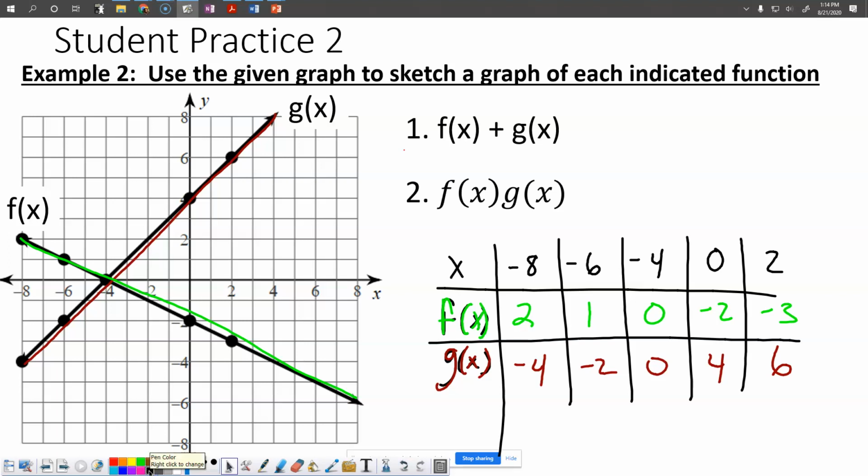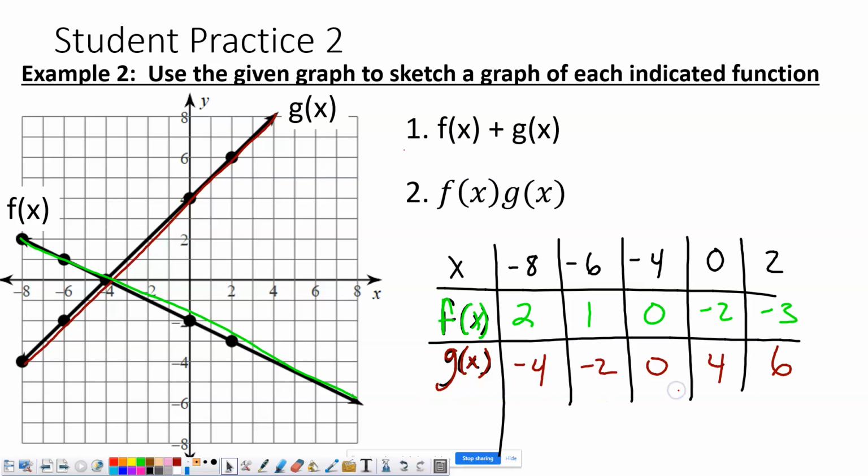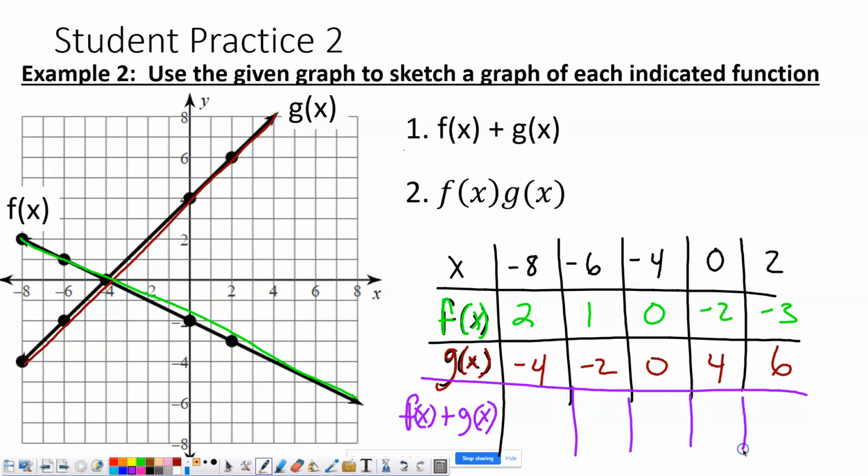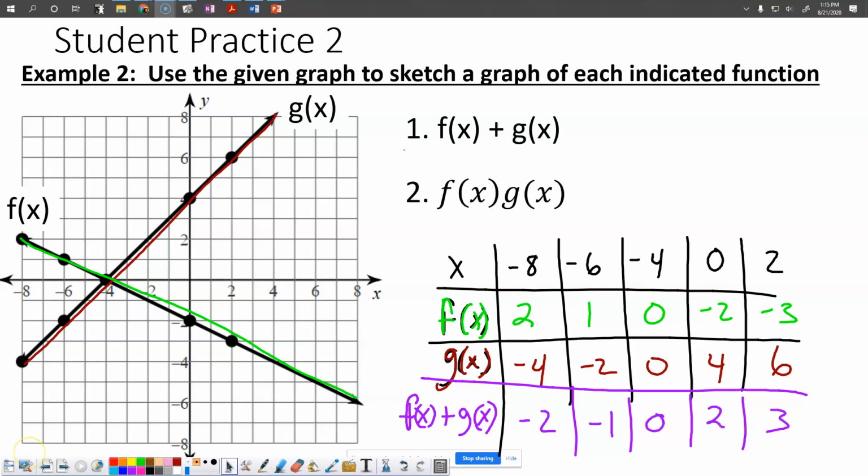The next step would be to make a new row, and let's do purple. Number 1 now, f of x plus g of x. The first thing I want you to do is go through and complete this table for f of x plus g of x. Pause the video here. When you're done, you'll see the solution. All right, and there you go.